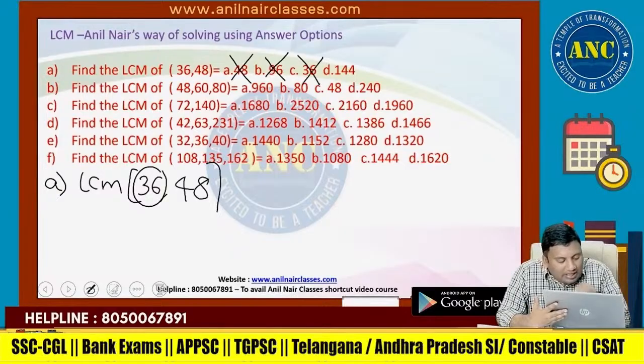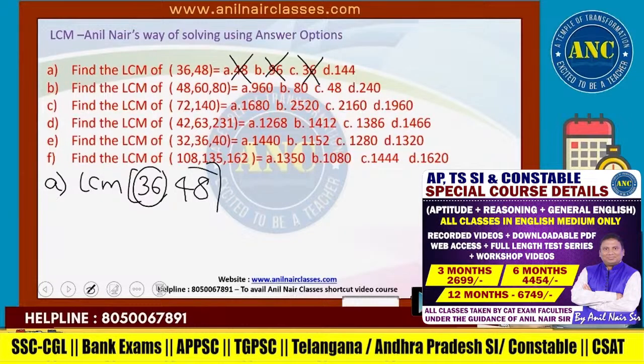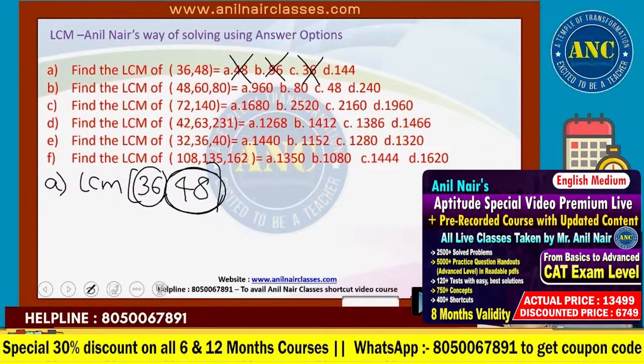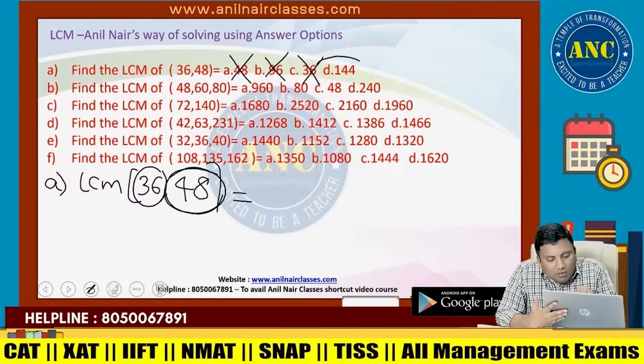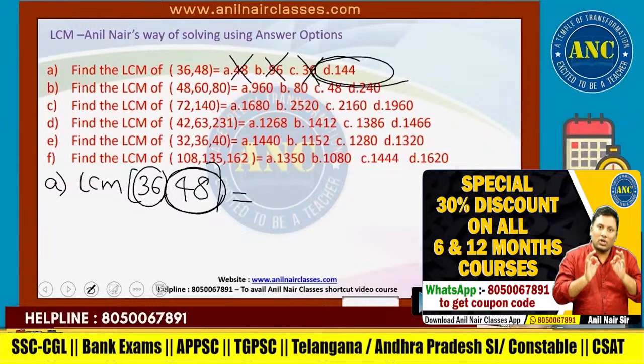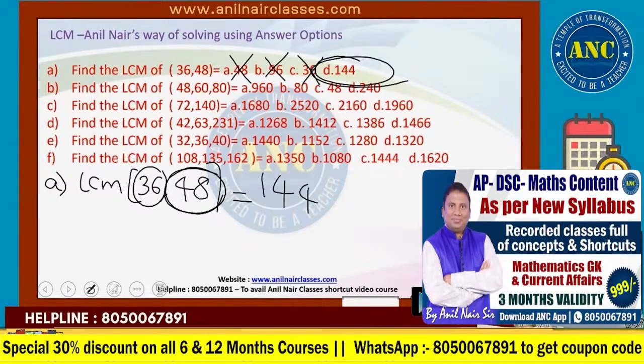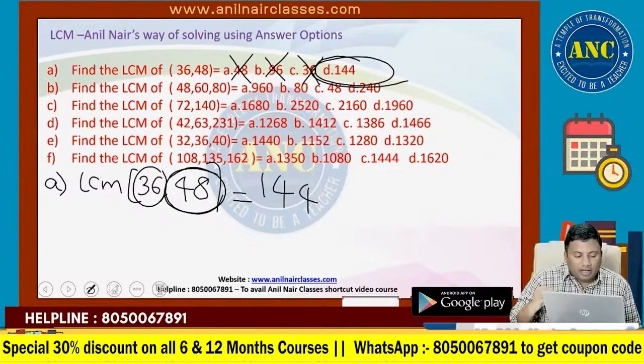36 cannot be the answer because LCM is either the largest number or its multiples. So the first one's answer is 144. LCM of 36, 48.